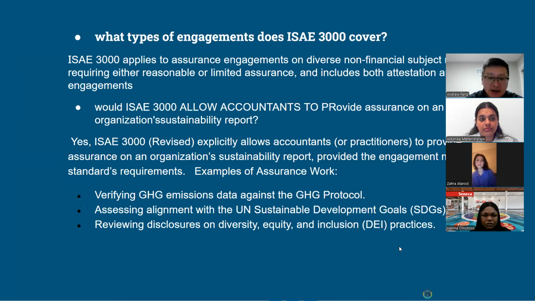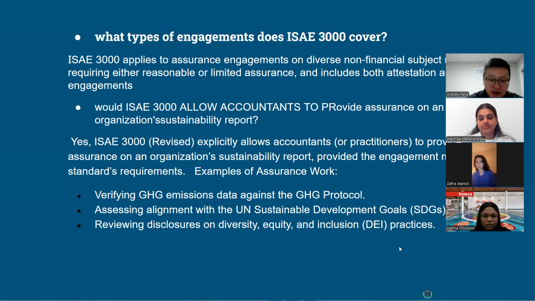What types of engagements does ISAE 3000 cover? ISAE 3000 applies to assurance engagements on diverse non-financial subject matters requiring either reasonable or limited assurance and includes both attestation and direct engagements. Would ISAE 3000 allow accountants to provide assurance on an organization's sustainability report? Yes, ISAE 3000 explicitly allows accountants to provide assurance on an organization's sustainability report, provided the engagement meets the standard's requirements.